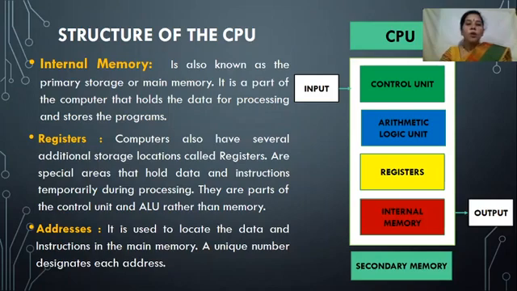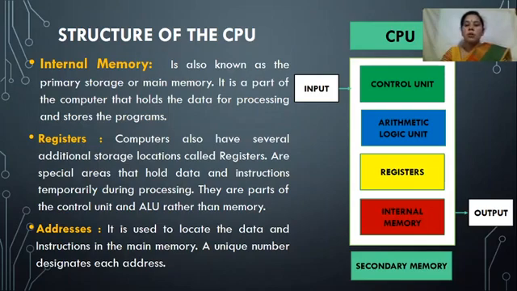Now, what do we mean by internal memory? Internal memory is also known as the primary storage or the main memory. Here, primary memory has two types: one is RAM and the other is ROM. ROM is read-only memory and RAM is random access memory, wherein the data goes and is stored in these memories when we save the data. Then come your registers.